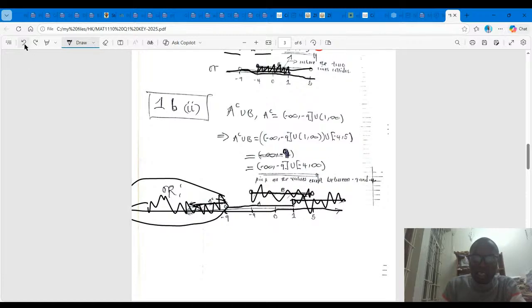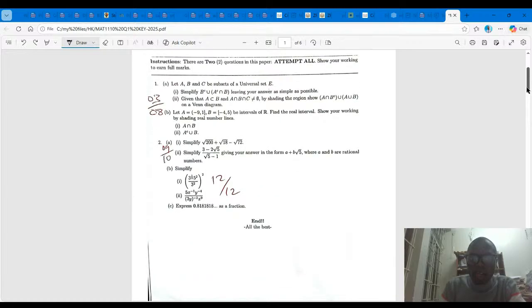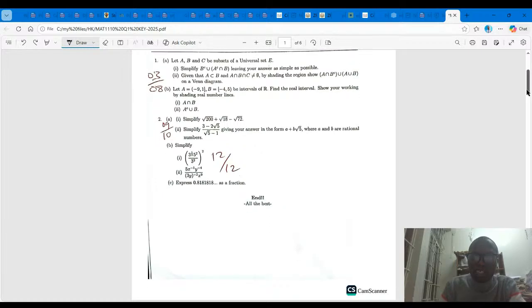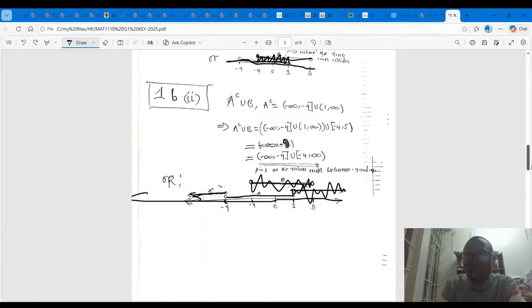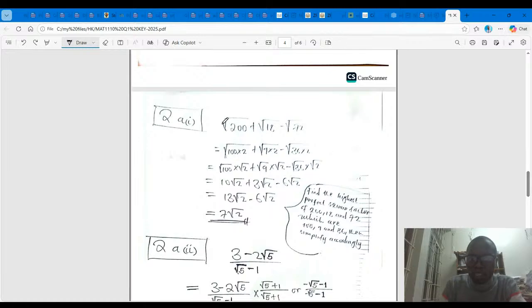Okay, the next question. The next question is question 2. Question 2 is saying simplify the root of 200 plus the root of 18 minus the root of 72. So here is the answer. Okay, so we have root of 200 here plus the root of 18 minus the root of 72. So how do you simplify surds?